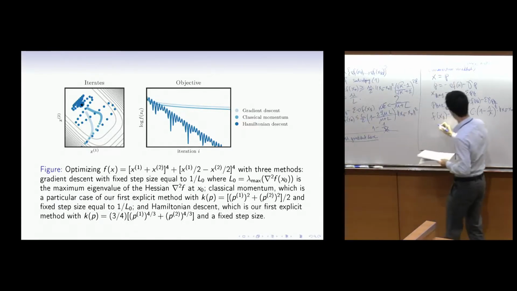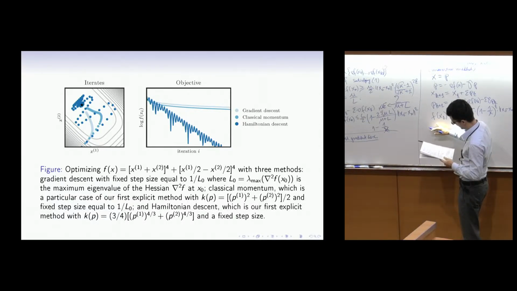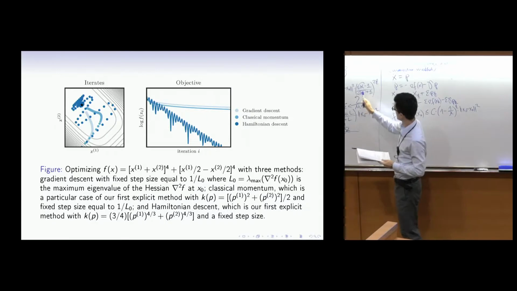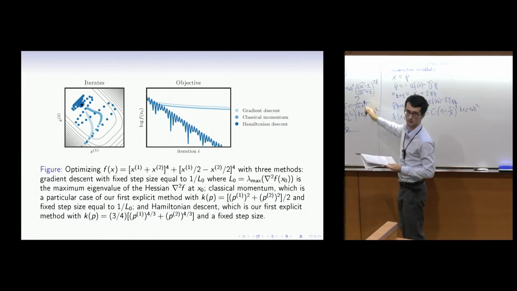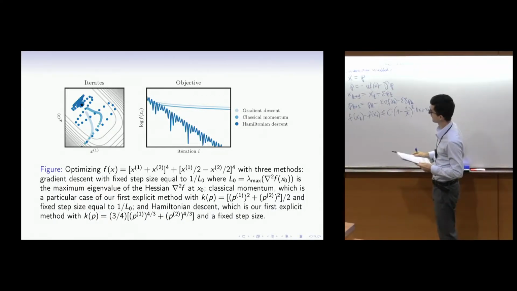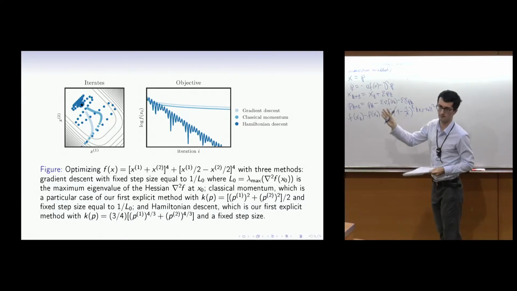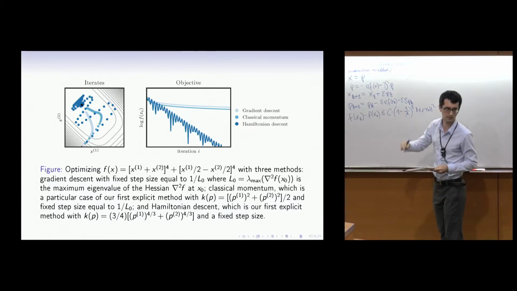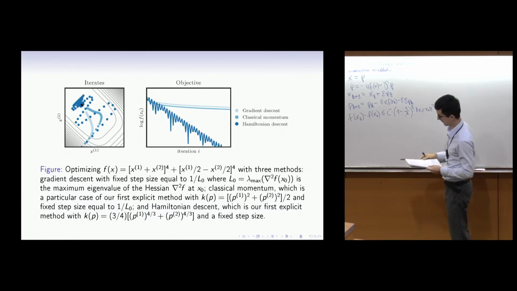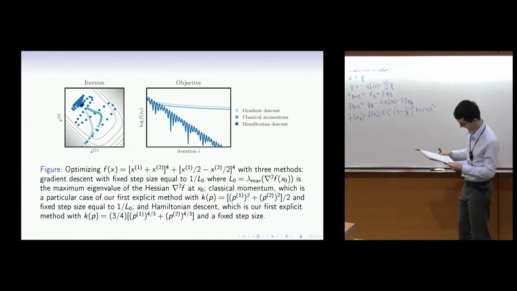But for quadratic functions, it's known that in this specific case of quadratic f, you get essentially the optimal rates. So what's expected in this case is that once you get near the minimum, you will get a good rate because it's approximately quadratic there. So these are very popular in optimization, especially for deep learning type of algorithms.